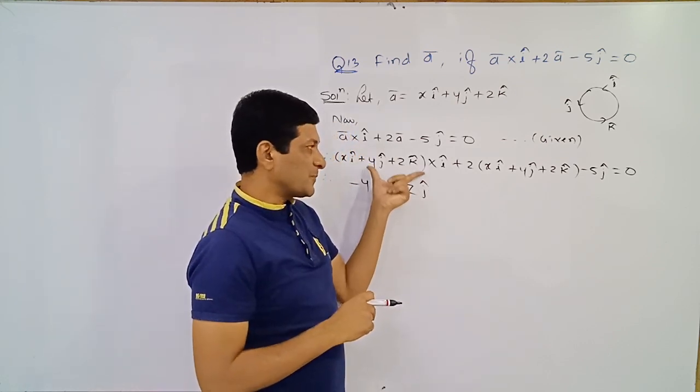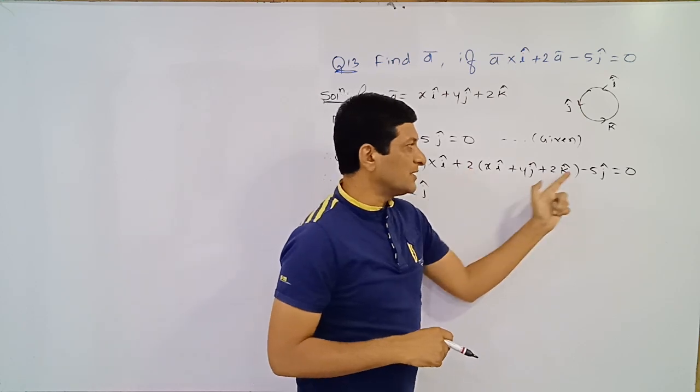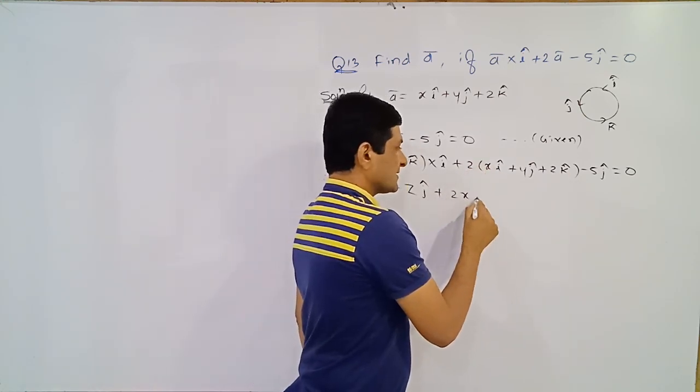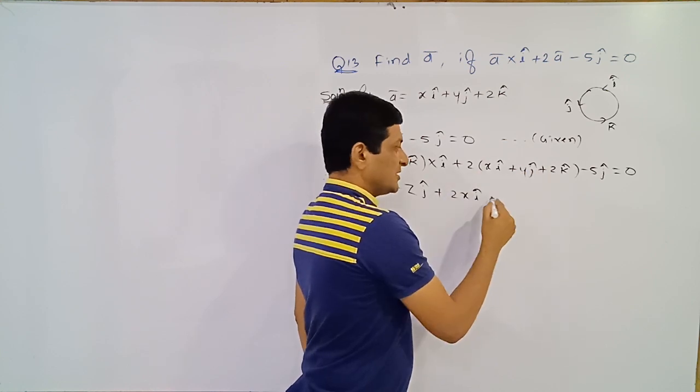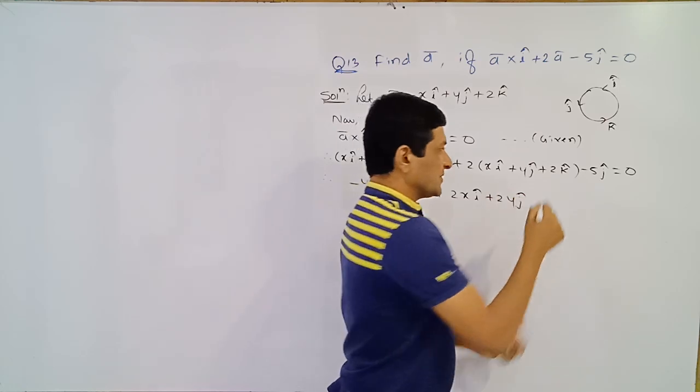So the values of the cross products are known to us. Now I am multiplying 2 to all the terms in this bracket. Let us see what we get. 2 into x, 2x i cap, 2 into y j cap is 2y j cap, and lastly 2 into z.